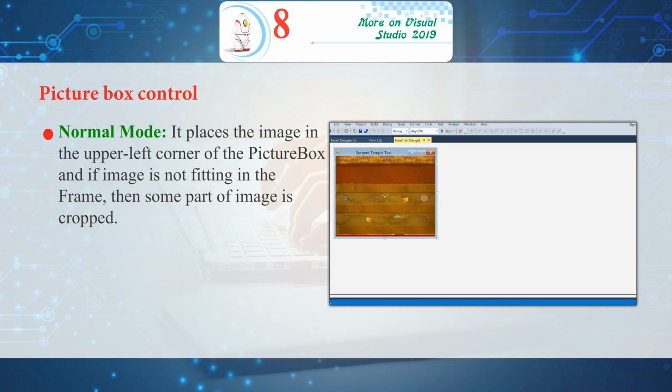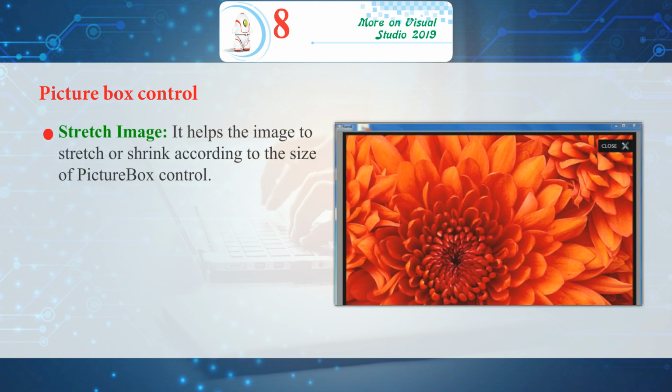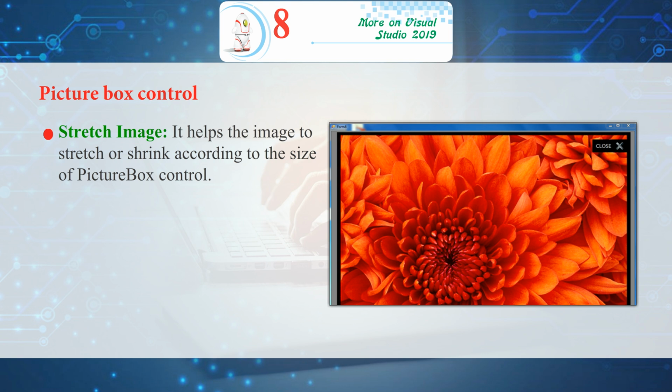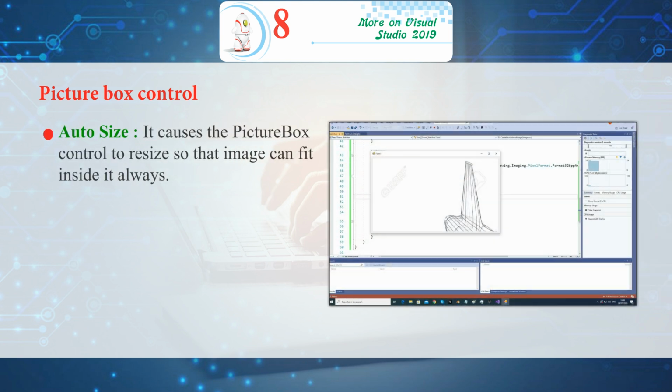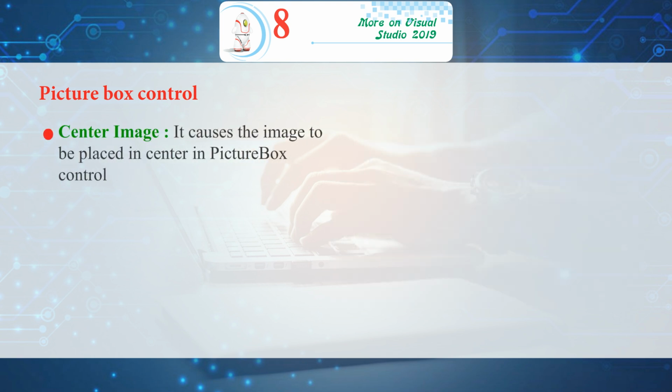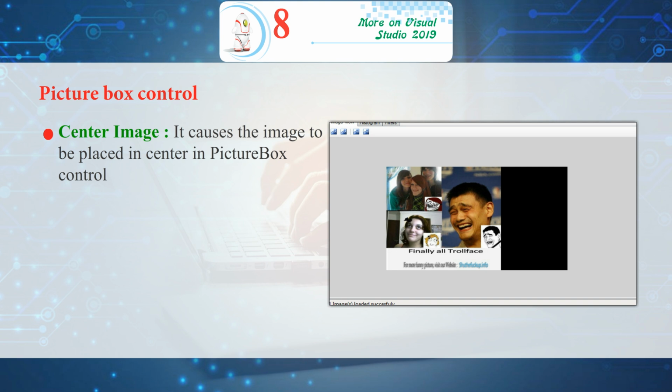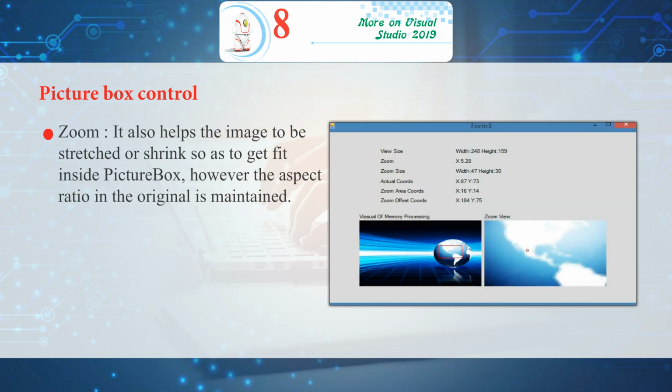Normal mode: it places the image in the upper left corner of the picture box, and if the image is not fitting in the frame, then some part of the image is cropped. Stretch image: it helps the image to stretch or shrink according to the size of Picture Box Control. Auto size: it causes the Picture Box Control to resize so that the image can fit inside it always. Center image: it causes the image to be placed in the center in Picture Box Control. Zoom: it also helps the image to be stretched or shrunk so as to get fit inside the picture box. However, the aspect ratio of the original is maintained.